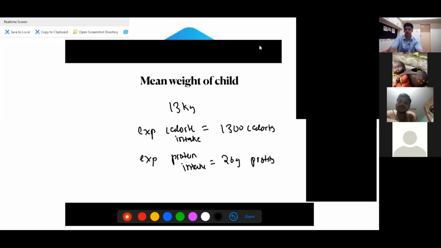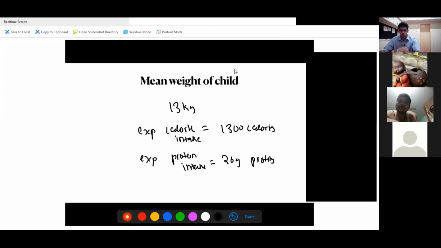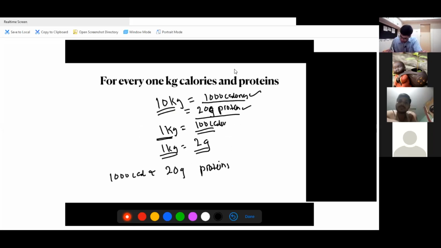1300 calories and 26-gram protein. Yeah, good. People have understood. So you want this child to have 1300 calories and you want this child to have 26-gram protein. But what was this child eating up till now? He was having 1000 calories and he was having 20-gram protein.